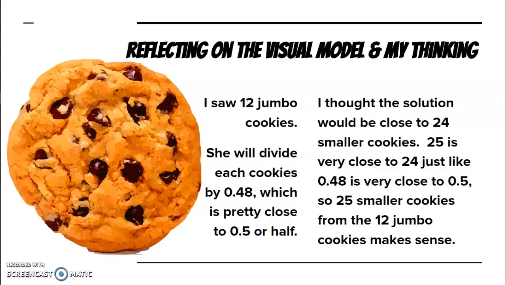So, again, I see that there are 12 jumbo cookies. I will divide each cookie by 0 and 48 hundredths, which is pretty close to half. I thought the solution would be close to 24. 25 is very close to 24, just like 0 and 48 hundredths is very close to 5/10. So 25 smaller cookies from the 12 jumbo cookies make sense.